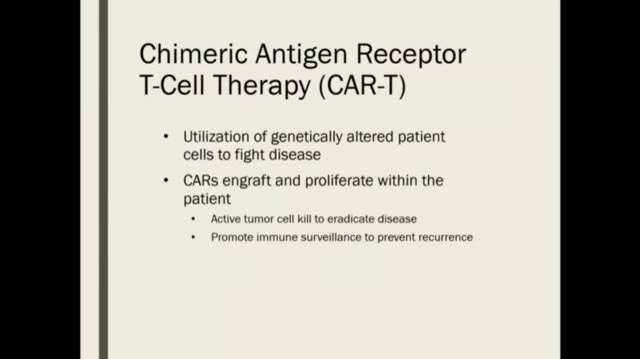To walk you through that process, basically, these CAR T cell products utilize these genetically altered T cells that we collect from a patient. These CARs will grow and proliferate and engraft in a patient, and they can lead to active tumor cell kill, going after whatever that receptor is specifying, but also can promote immune surveillance to prevent recurrence of your disease. The most common disease that we have, or the most data we have, is in ALL, but these FDA labeling indications are expanding as we go.